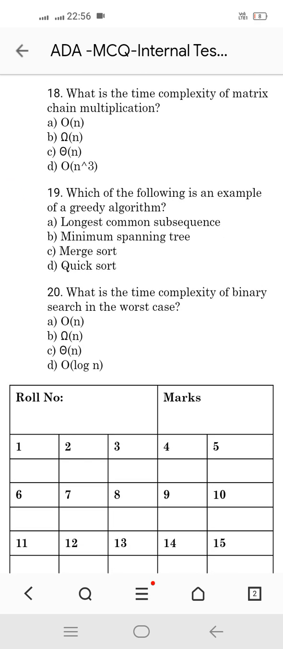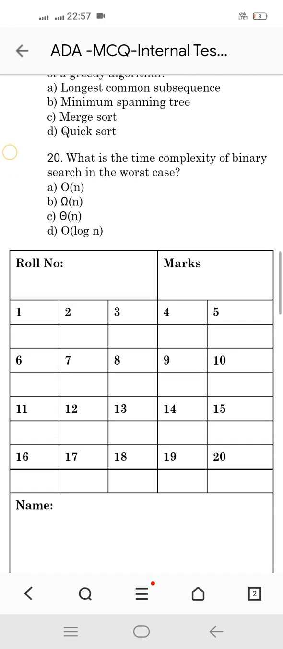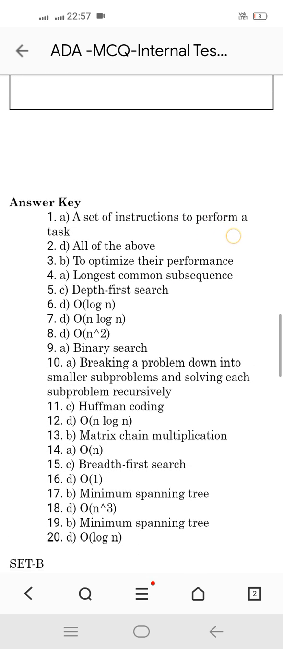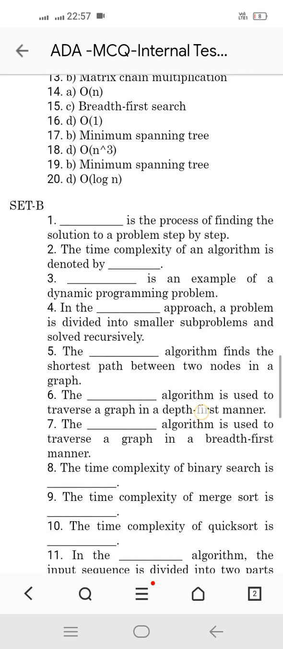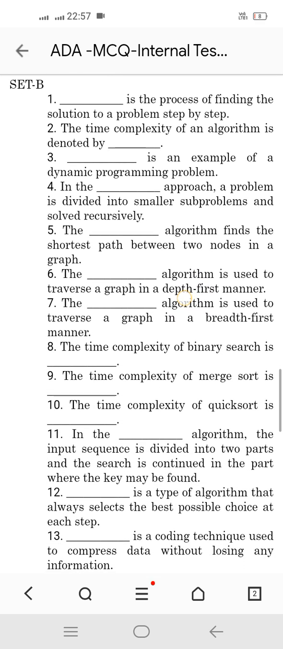19th, which of the following is an example of a greedy algorithm? Option B, minimum spanning tree. 20th, what is the time complexity of binary search algorithm in worst case? Option D, order of log n. Now, let's move to the second question. The second question is fill in the blanks.